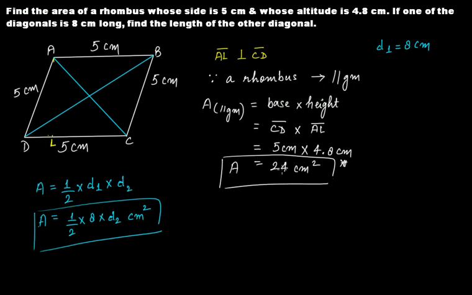So using this value we can calculate D2 now. How? Half multiplied by 8 multiplied by D2 will be equal to 24 centimeter squared. Why? Because this is the area we have calculated using the altitude and the base, and this is the area we have calculated using the diagonals. These two areas will be the same. Now if you calculate from here, your D2 comes as 6 centimeter.